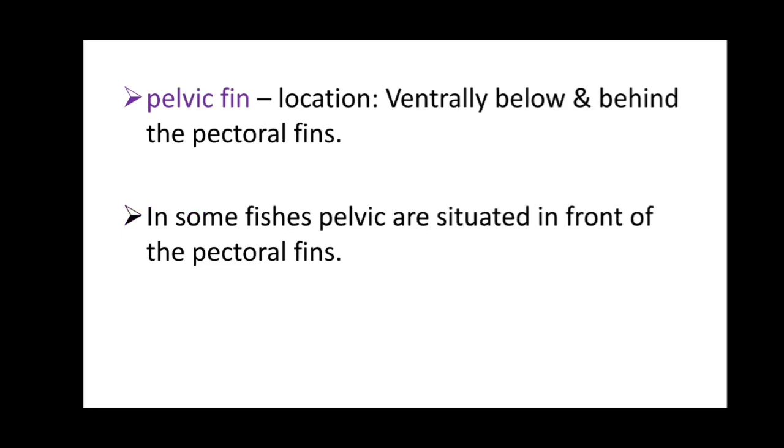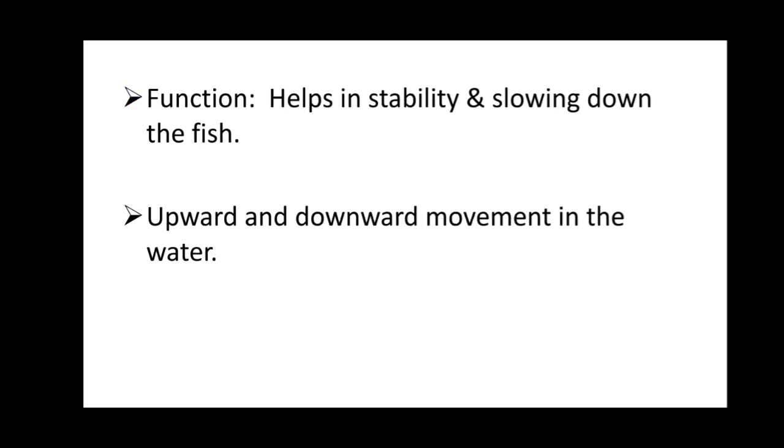Next is the pelvic fin. Paired pelvic fins are located ventrally, below and behind the pectoral fins. In some fishes, pelvic fins are situated in front of the pectoral fins. Their function is to help in stability and slowing down the fish, and the main important function is upward and downward movement in the water. It is because of this type of fin.